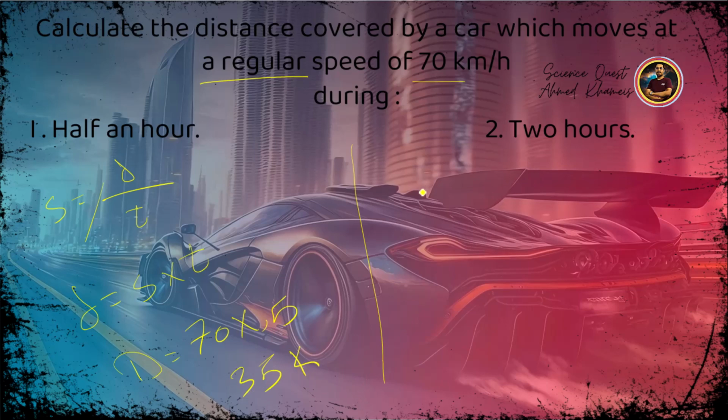In 2 hours, again distance equals speed multiplied by time. So the speed is 70 kilometers per hour multiplied by 2 hours, equals 140 kilometers.